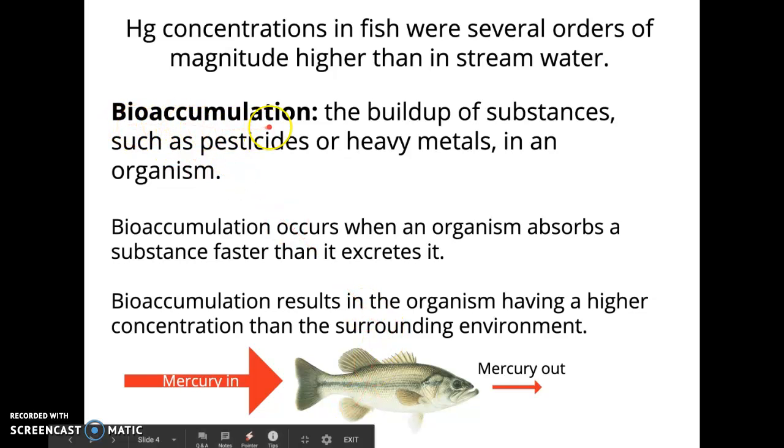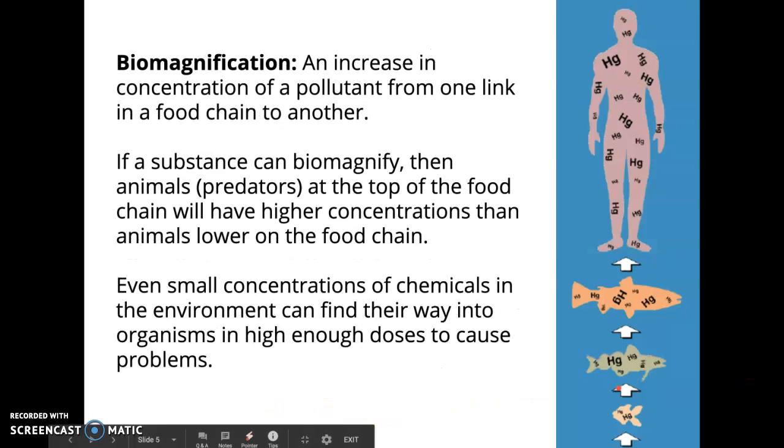So bioaccumulation refers to the buildup of pesticides or heavy metals in an organism. And if you look at our dot here, over time, it gets bigger and bigger. The dot represents the amount of mercury. So the more time it takes, the more it's going to stay inside the fish.